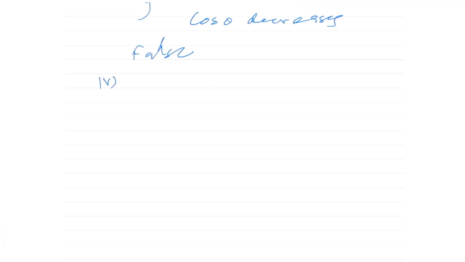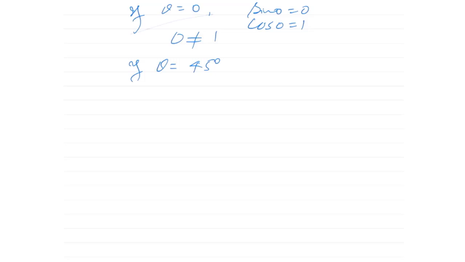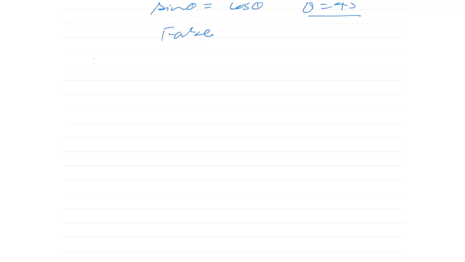In the fourth part, sin theta is equal to cos theta for all values of theta. Now if we take theta equal to 0, sin 0 is equal to 0 and cos 0 is equal to 1. So it is not equal. If we take theta equal to 45 degree, sin 45 degree is equal to 1 upon root 2, and cos 45 degrees is also 1 by root 2. So this is equal when theta is equal to 45 degree, but not for every value of theta. So this is false.